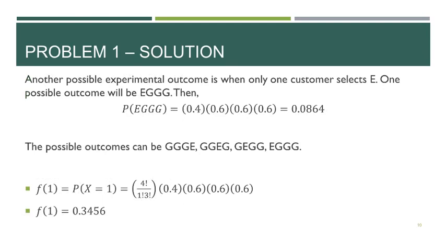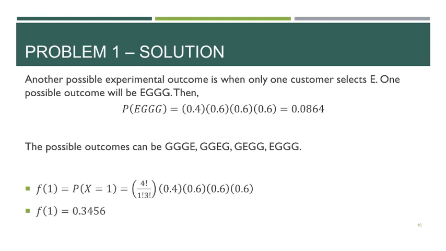Another possible experimental outcome is only one customer selects E. One possible outcome will be E, G, G, G. Then, the probability that the last customer selects an energy-efficient refrigerator is 0.0864. The possible outcomes can be G, G, G, E; G, G, E, G; G, E, G, G; and E, G, G, G. Since there is more than one possible outcome that has only one E selected, how do we determine the number of these possible outcomes? The answer is through combination.